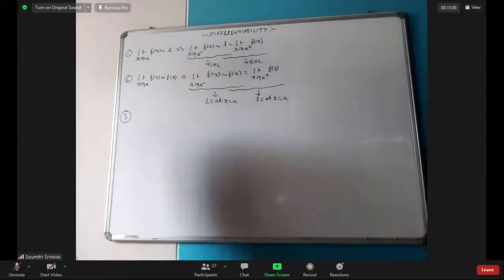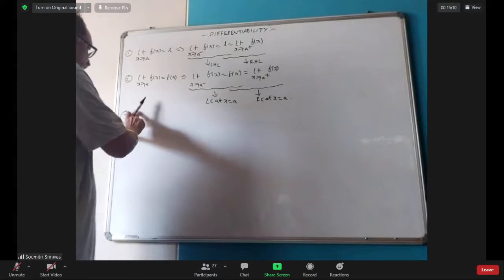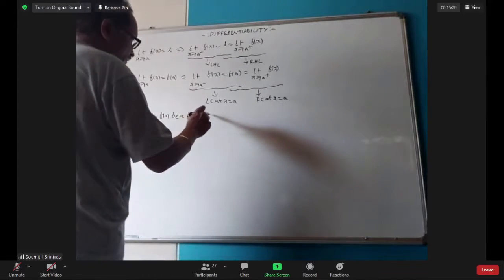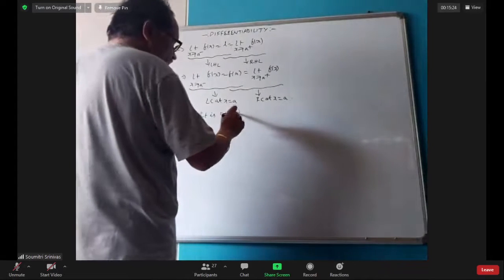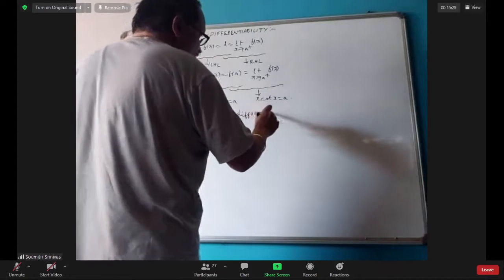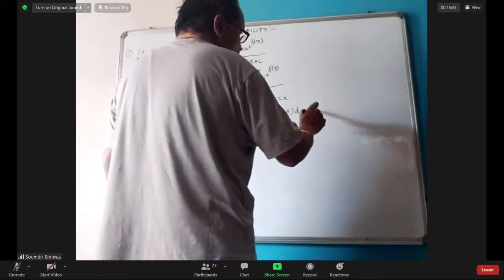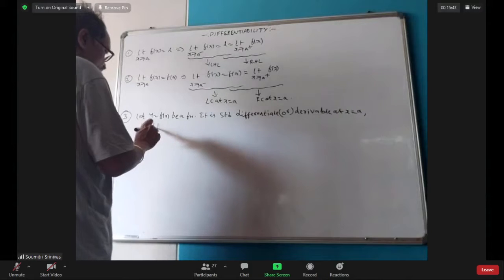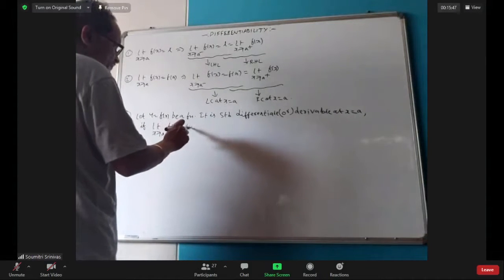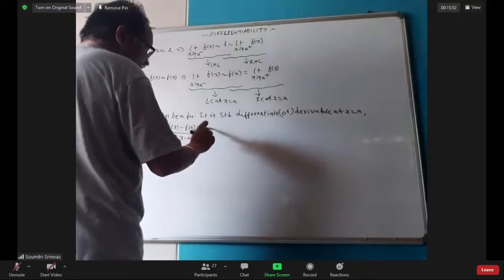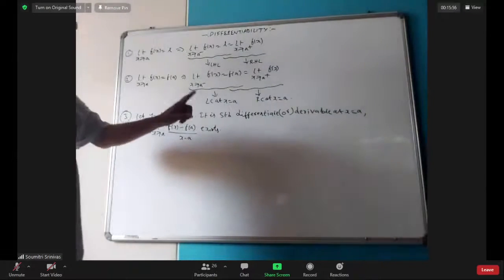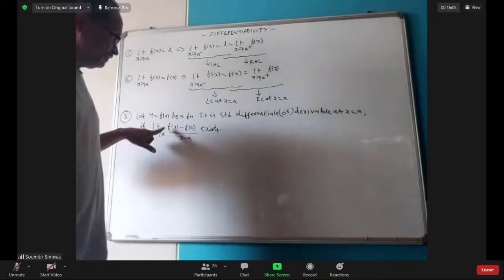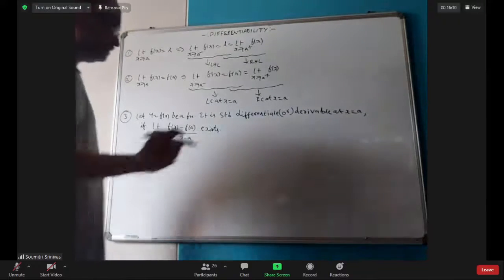Similarly, let y is equal to f(x) be a function. It is said to be differentiable or derivable at x is equal to a if limit x tends to a of (f(x) minus f(a)) by (x minus a) exists. A function is said to be differentiable or derivable at x is equal to a if limit x tends to a of (f(x) minus f(a)) by (x minus a) exists.